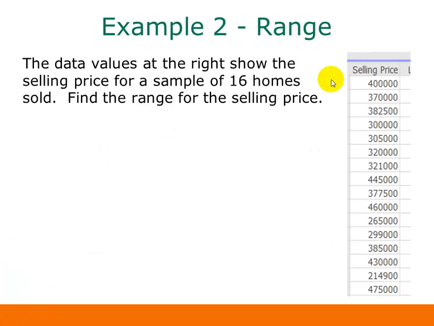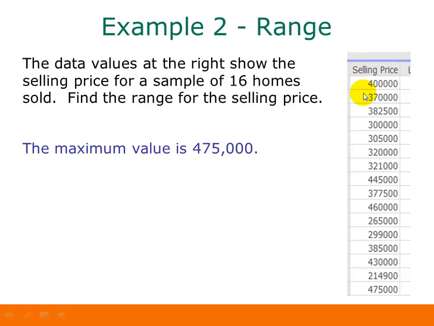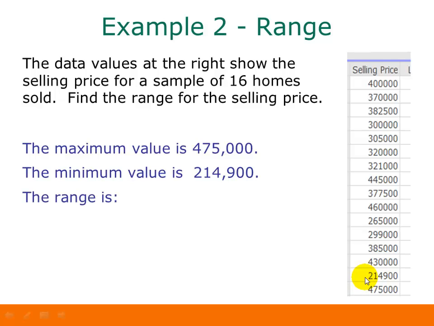Here's another example of finding the range where we have the actual data values. So these data values show the selling price for a sample of 16 homes sold. We want to find the range for the selling price. We need the maximum and minimum data values. So if we look through this list, we'll see that the maximum data value is 475,000. The minimum data value is 214,900. To get the range, we would subtract those two and come up with 260,100. So this is our range.